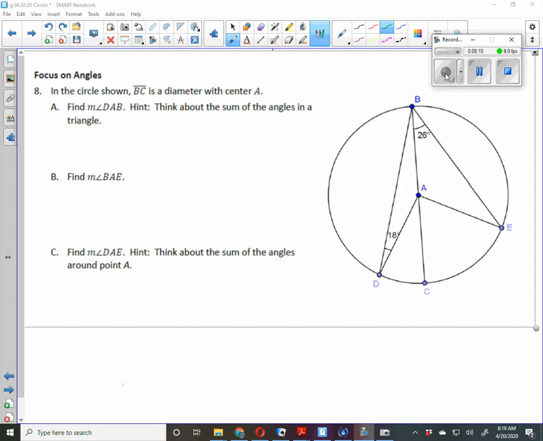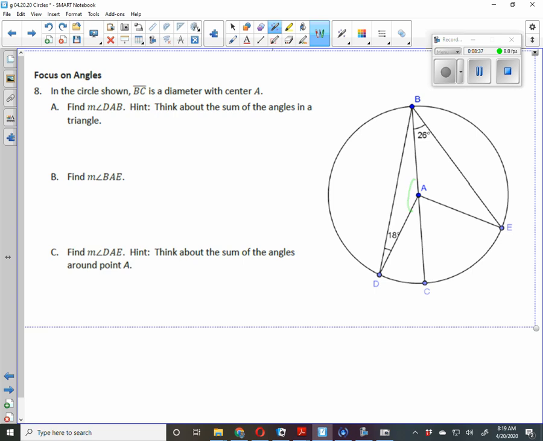In the circle shown, BC is the diameter. All right. So AB is a radius with center A. Find angle DAB. We're looking for angle DAB, this angle here. Hint, think about the sum of the angles of a triangle.